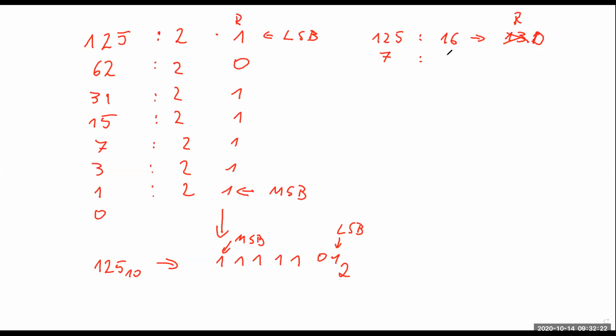So here I have 7 by 16. So I get remainder 7, and here is 0. So it corresponds to, so here is the most significant value, the least significant value. So I get 7D in hexadecimal form. So this is the way how we can convert from decimal into binary or hexadecimal. It's enough to know how to divide values and what is the remainder.